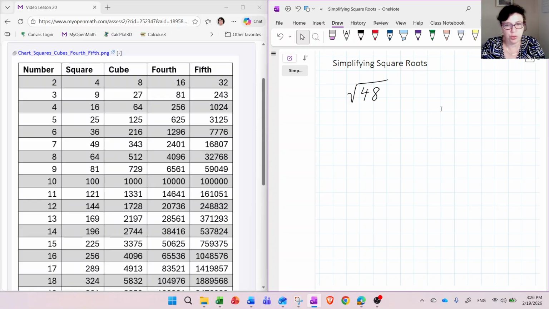Once you determine that you do not see any numbers that match the number under the root, you're going to write down all the squares that are less than 48. So that would be 4, 9, 16, 25, 36, stop, right? Because the next is 49 and that's already larger than 48. We want all the numbers smaller than 48. Okay, so these are our numbers.